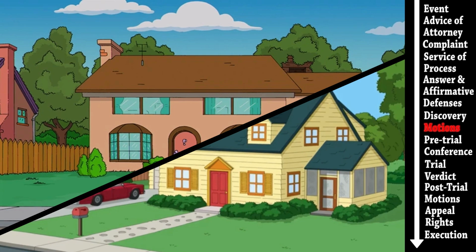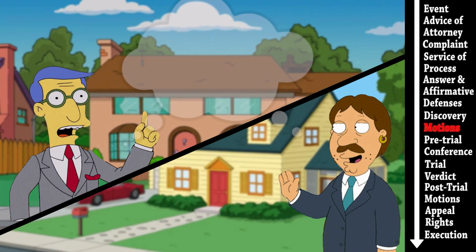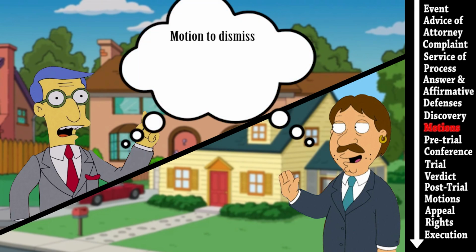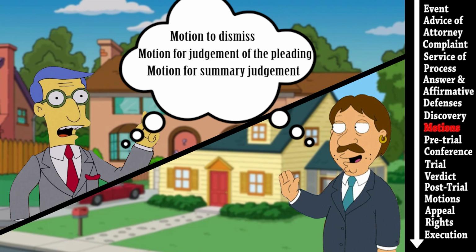What comes next are motions that can occur at any point but usually do after discovery. They are essentially requests meant to quickly win the legal issue and often before even getting to court. Some different types of motions include motion to dismiss, motion for judgment of the pleading, motion for summary judgment, motion to compel, or another procedural request for the court.